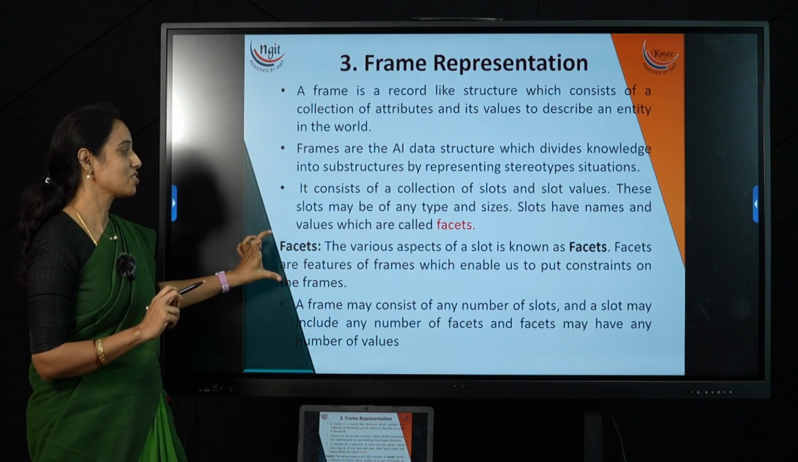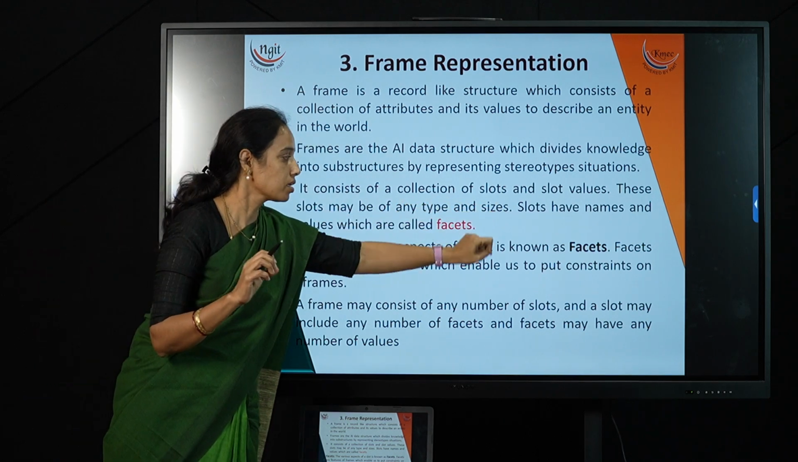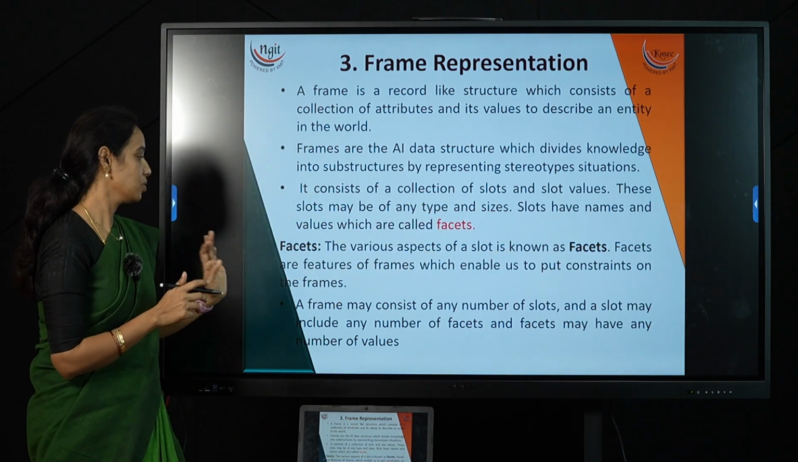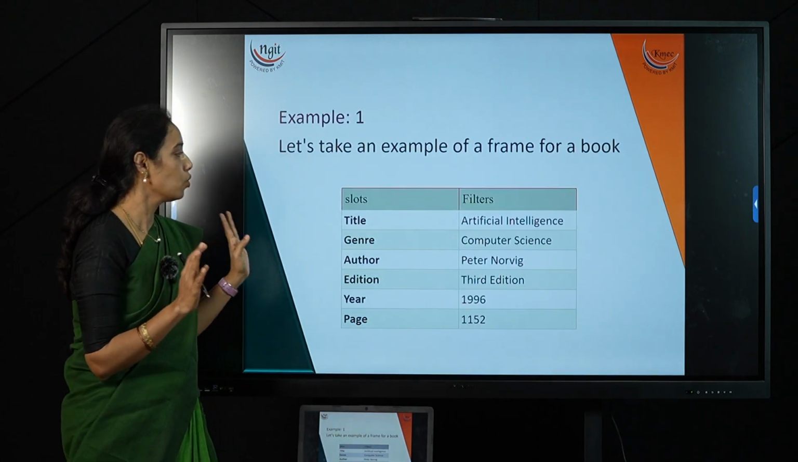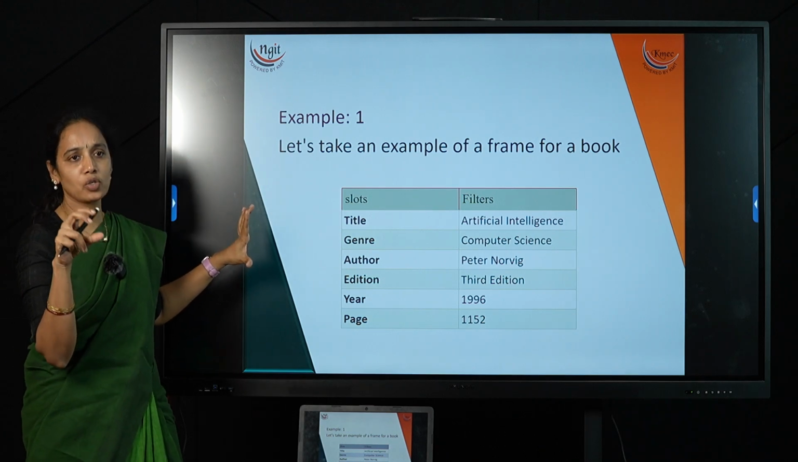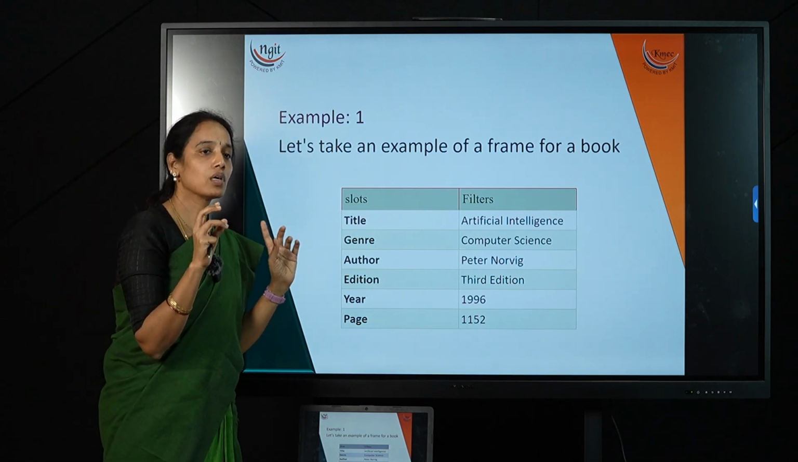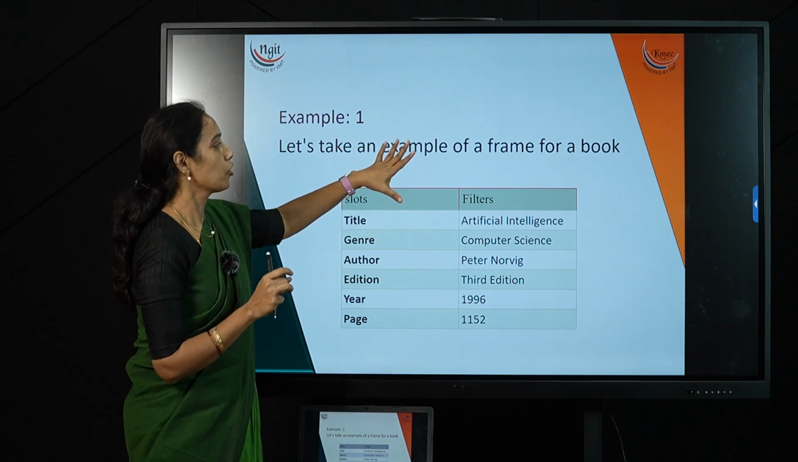So what do you mean by these facets? The various aspects of this particular slot are known as the facets. Okay. Let us see with one example how the representation of a particular frame will be. Suppose we want to describe a frame for a particular book.